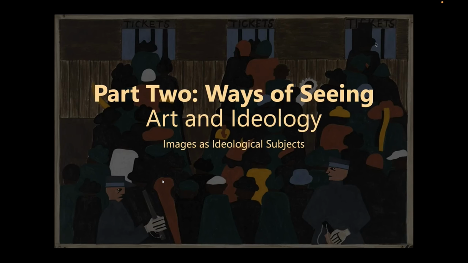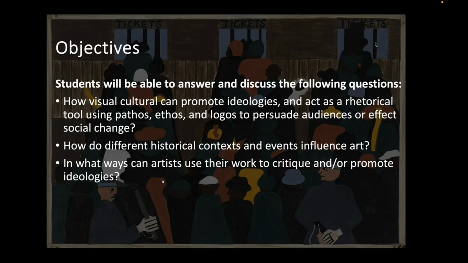this is really an introduction to how images, how art, can act as ideological subjects, how the visual world asks us to react to images in regard to certain ways of thinking, ways of seeing, that have everything to do with politics, culture, society, religion, all of these things. So let's get started. Today you'll be able to answer and discuss the following questions. How can visual culture promote ideologies? How can art and visual culture act as a rhetorical tool, using specifically pathos, ethos, and logos, and I'll explain what that is in a little bit, to persuade audiences or affect social change?